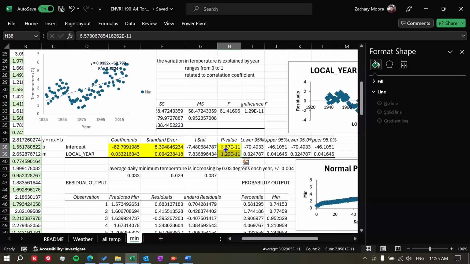And so this e to the negative 11, again, means that you move this decimal place 11 places over. So this is actually a really, really, really small number. What that means is that the p is less than 0.05, which is our cutoff. And so with each of these, we reject the null hypothesis.